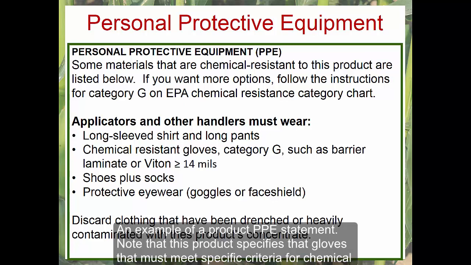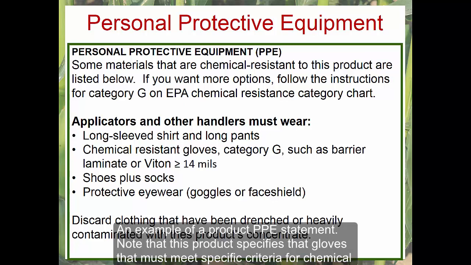An important part of the precautionary statements is going to be the personal protective equipment statement. Let's look at one as an example. This one says that applicators and all other handlers must wear long sleeve shirt and long pants, chemical resistant gloves, category G, such as barrier laminate or Viton in excess of 14 mils, shoes plus socks, and protective eyewear.